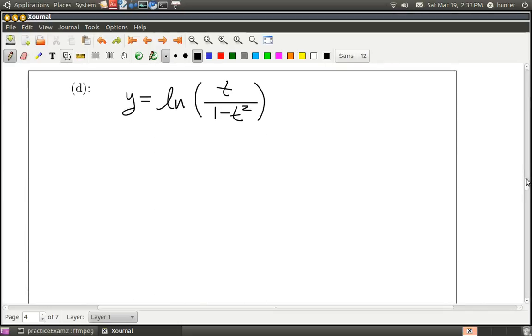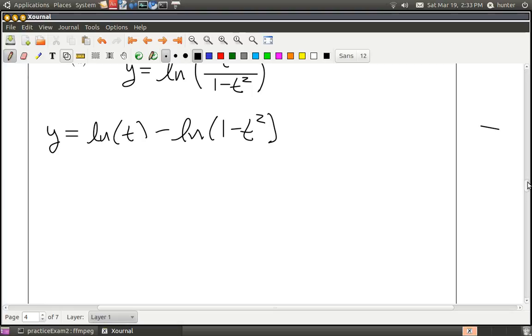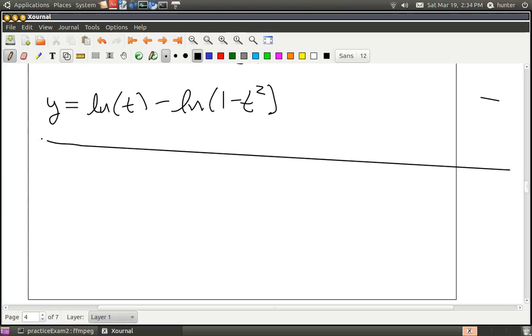Alright, so you could do the chain rule to take the derivative of this immediately. It's a little bit easier if you use the laws of logarithms to simplify it first. So by the laws of logarithms it is the same thing as natural log of t minus natural log of 1 minus t squared. And it's easier to take the derivative of that second thing. You don't have to worry about the quotient rule. So let's do that one, okay?